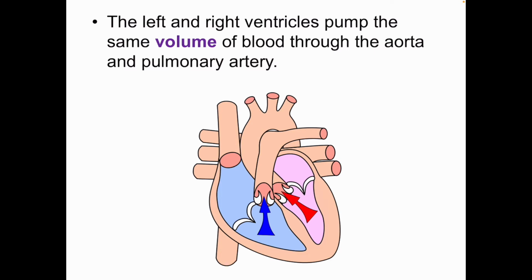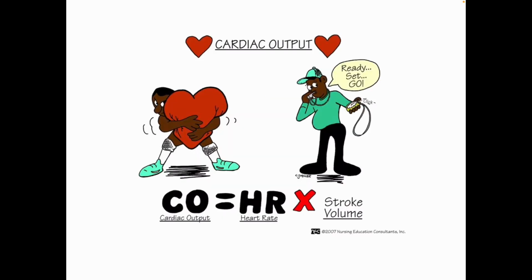So the left and right ventricles pump the same volume of blood through the aorta and the pulmonary artery when they contract. That's what the stroke volume is, which allows us to work out the cardiac output.